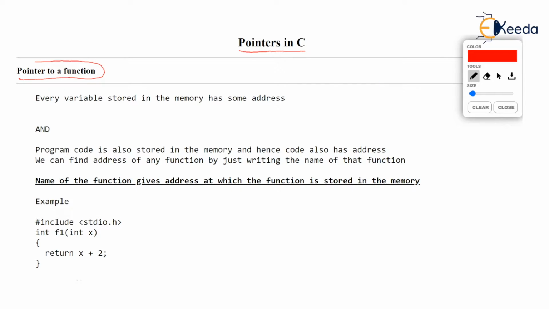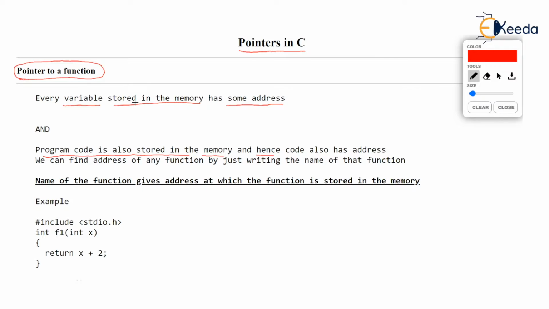Now, you all know every variable is stored in the memory and every variable has some address. Just as every variable has an address, our program also has an address, because where is program stored? An executing program, which we also call a process, is also stored in the RAM, so it will also have some address. Hence, program code is also stored in the memory, and hence code also has an address.